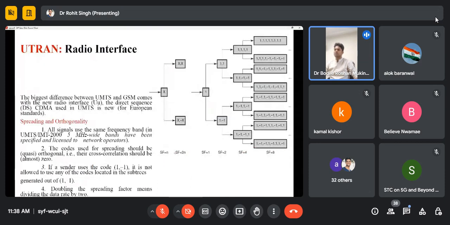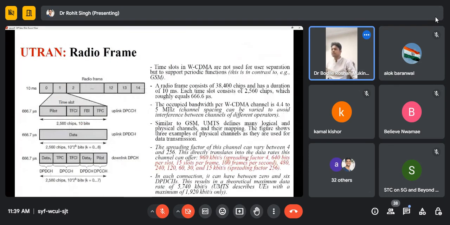So in this code tree, as I showed, SF1 is not allowed, SF2 is not allowed. Minimum SF allowed is SF4. Maximum spreading factor allowed is 256. So let's see what could have been the maximum and minimum data rate for a user.